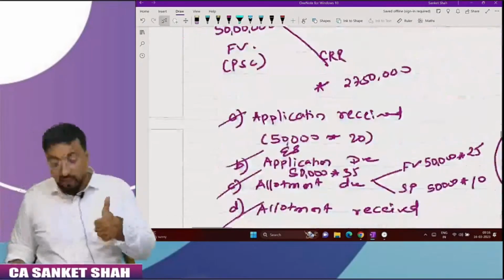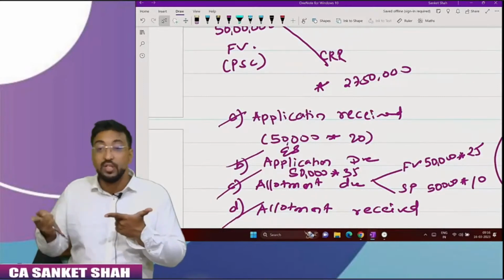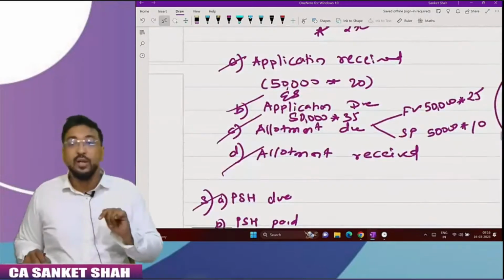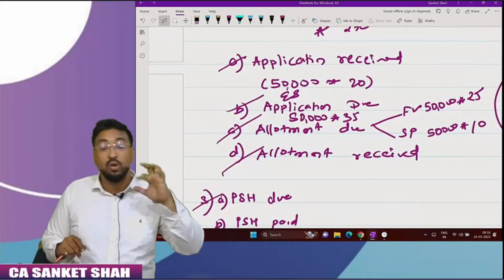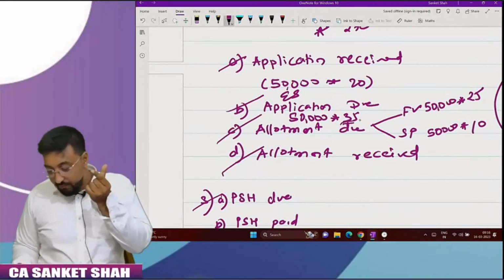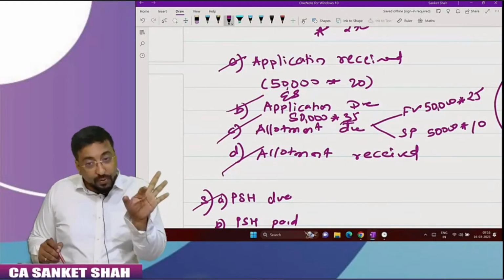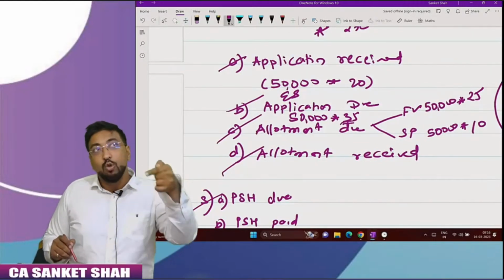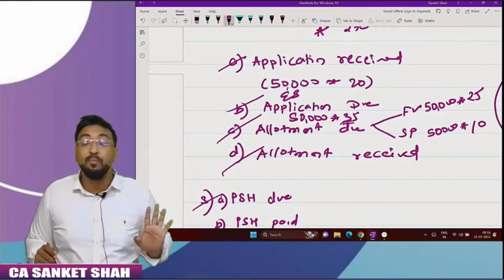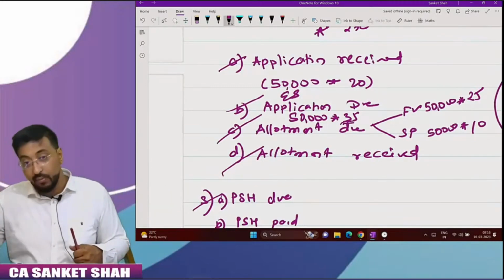Then after bank account debit to equity share application, application due: equity share application to equity share capital. Application cancelled, so bank and capital, okay. Allotment due, meaning equity share allotment will be debited, but it is by the total amount, which is 35. Allotment is of 35, but I will transfer only face value to capital. So 50,000 into 25 to equity share capital, and to security premium 25,000, that is 50,000 into 10 rupees in the premium. Allotment received, so 35 received, so bank account debit to allotment will get cancelled.